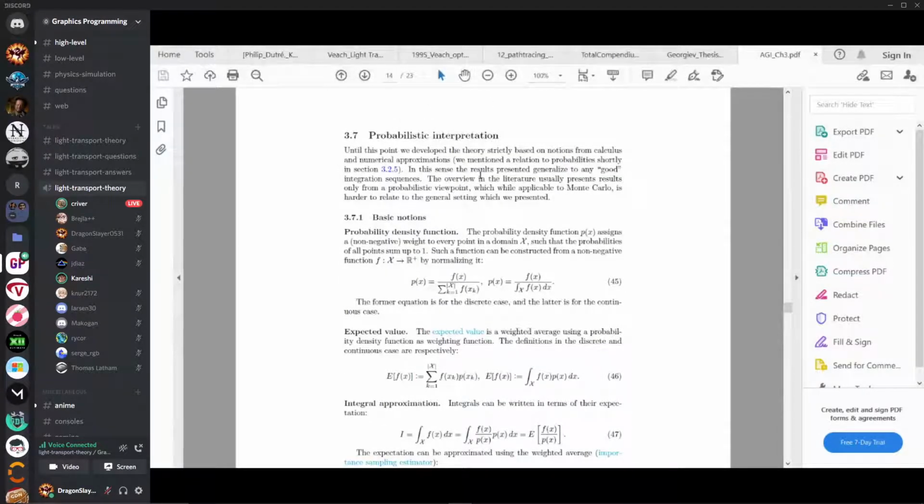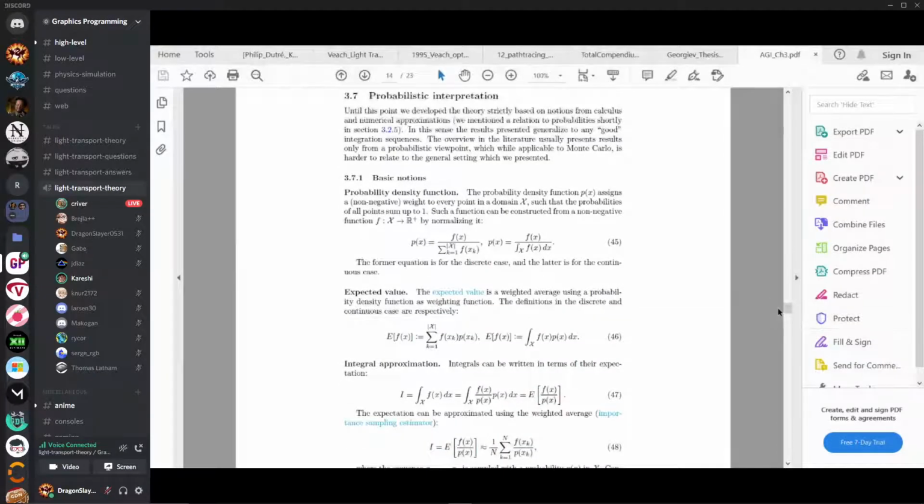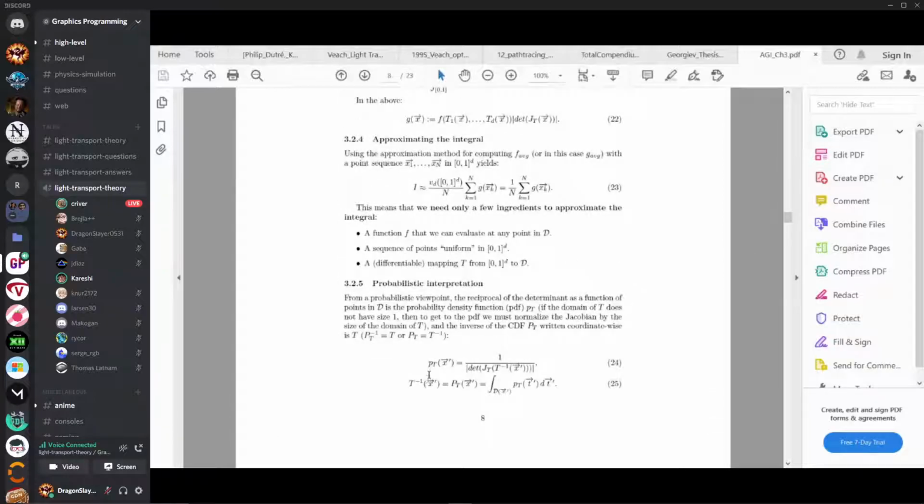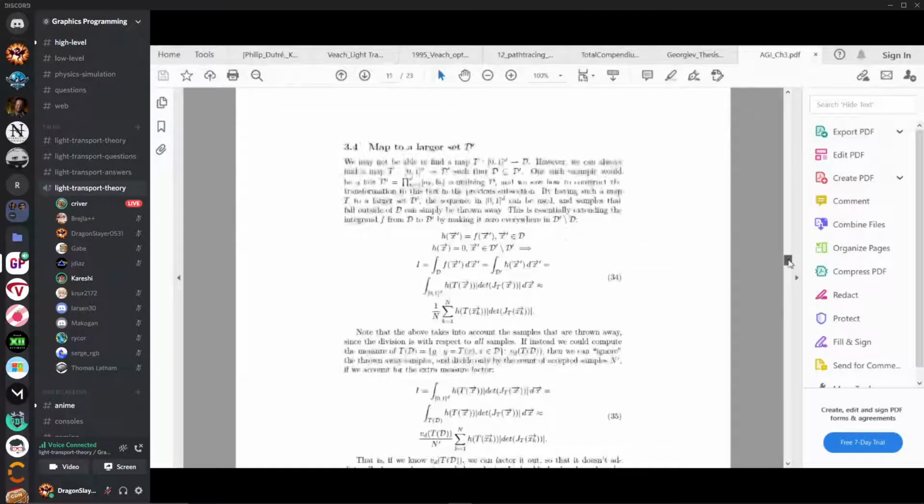Now, if you take the probabilistic interpretation, as we saw before, I think it was here, you can relate the two interpretations by simply saying, okay, the probability was actually the one divided by the determinant of the Jacobian of the transformation.